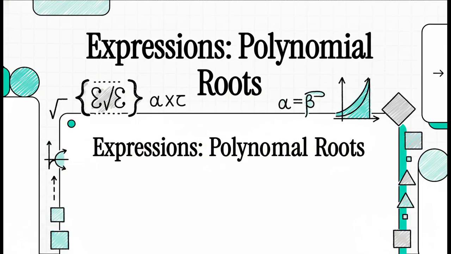Hey, welcome. Have you ever looked at a messy equation and just wondered if there's a hidden, elegant pattern hiding inside? Well, today, that's exactly what we're going to find. We're going to take the roots of a polynomial, alpha and beta, and figure out how to express their powers in a way that's surprisingly simple. We're going to build the whole thing from the ground up, step by step.